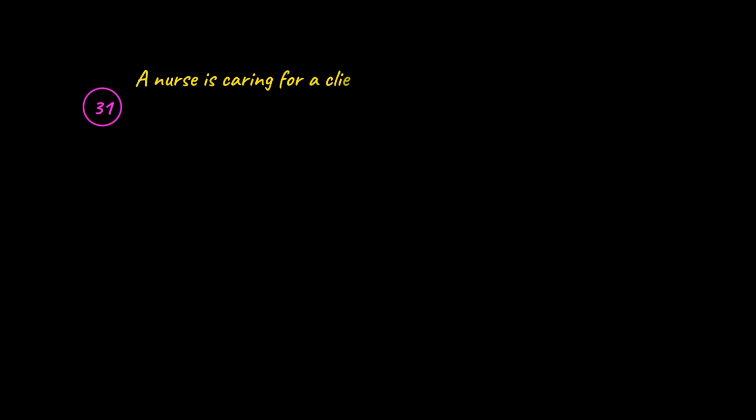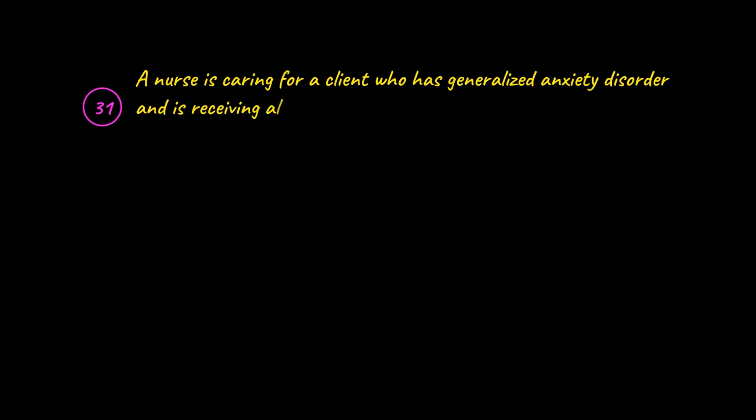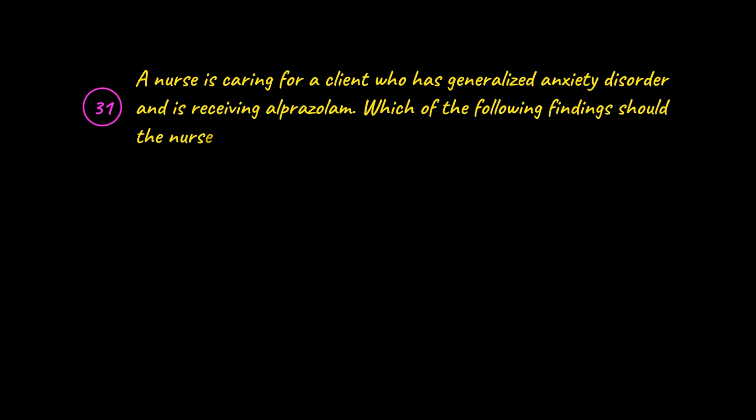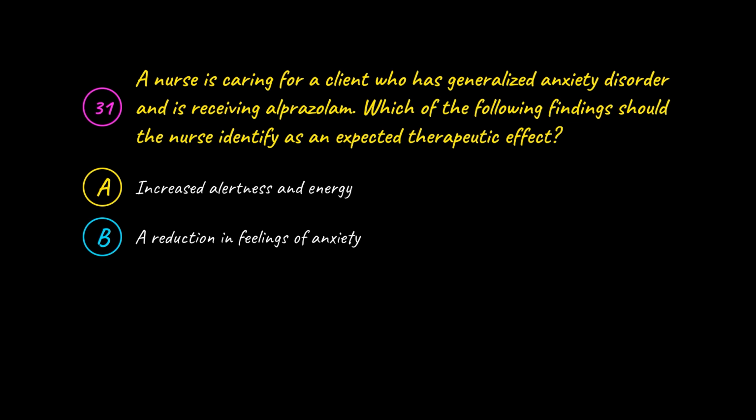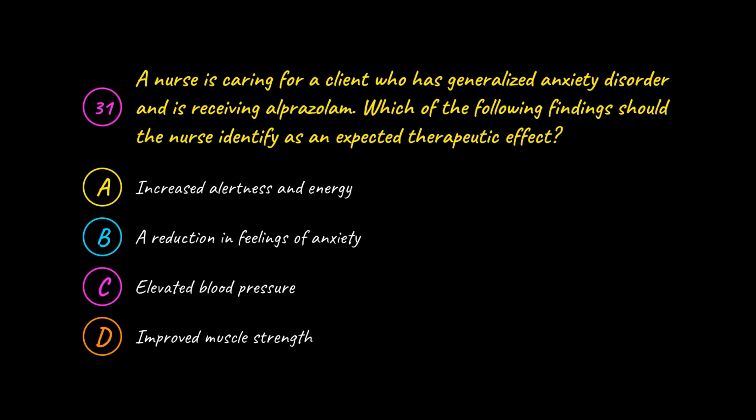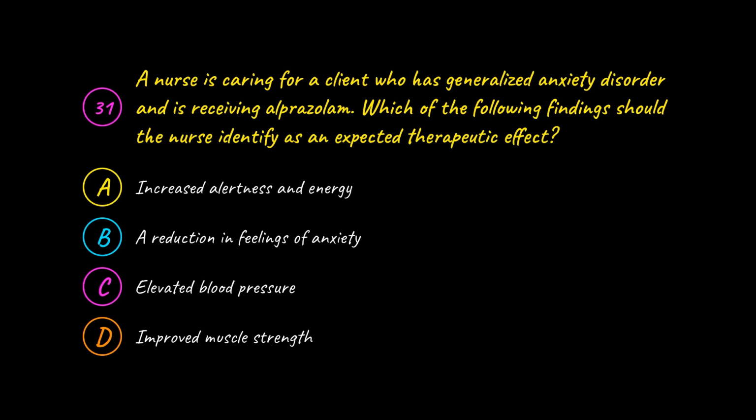Question 31. A nurse is caring for a client who has generalized anxiety disorder and is receiving alprazolam. Which of the following findings should the nurse identify as an expected therapeutic effect? Your options are A. Increased alertness and energy. B. A reduction in feelings of anxiety. C. Elevated blood pressure. D. Improved muscle strength. Don't overthink it. Which one feels right?